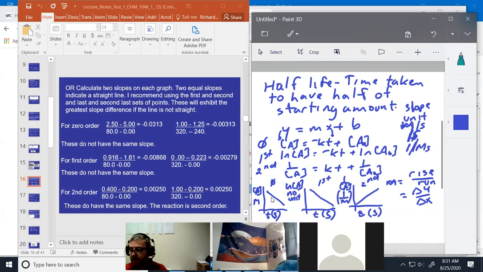So what I'm talking about here is just doing the y unit over the x unit. The x unit is always going to be seconds. So the first one, zero order, is going to be molar per second. First order is going to be just per second, or 1 over seconds, if you will. And the 1 over A for the second order is going to be 1 over M seconds in order to get that unit. Does anybody have any questions?